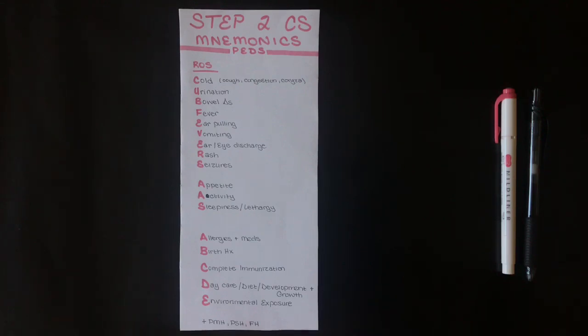You ask, have there been any changes in their urination? If it's a really young patient, you ask about the number of wet diapers they have per day. And if that's changed, same thing. You'll ask about their bowel changes. You ask about fever, ear pulling, vomiting, ear and eye discharge, rash, and seizures. And then you ask if there's been any change in their appetite, i.e., have they been eating less solids or drinking less fluids? Ask about the activity level. Have they been playing less with their siblings or their toys? And ask about sleepiness or lethargy.